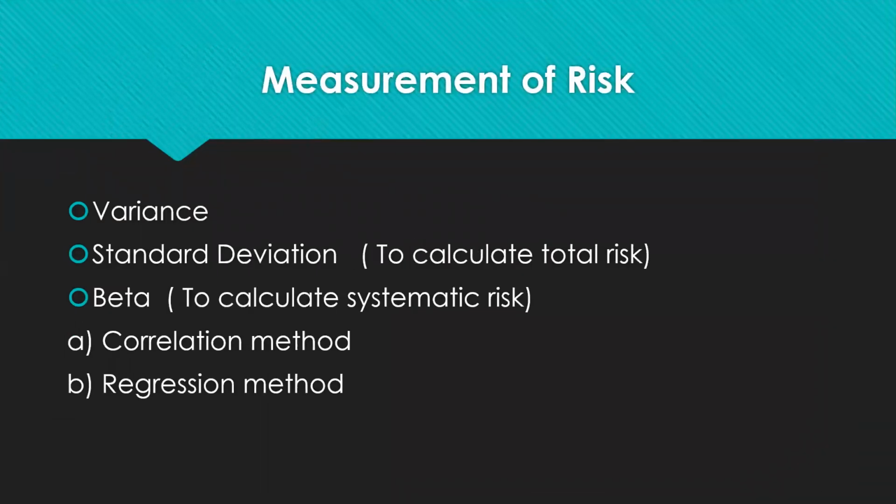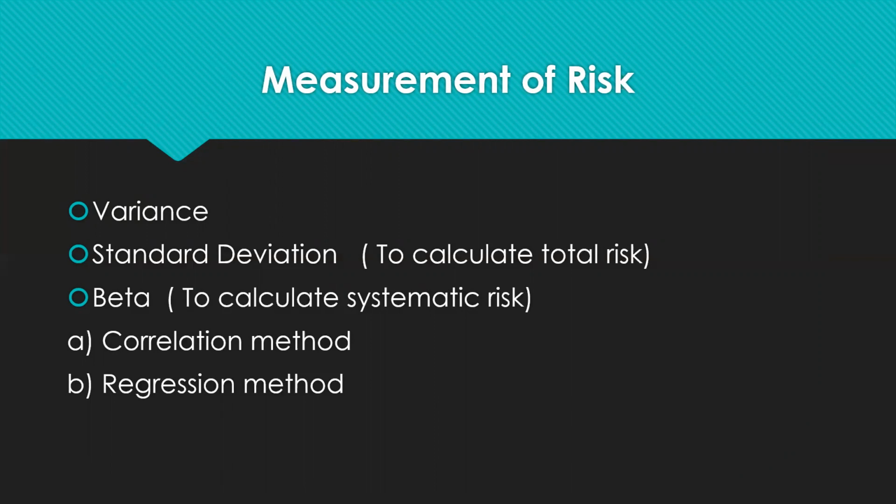So how do we calculate the correlation method? Under the correlation method, we are going to identify the relationship between the individual stock price and the market index price. So the relation between these two will be analyzed under the correlation method.